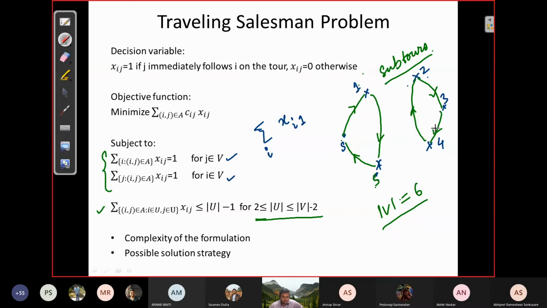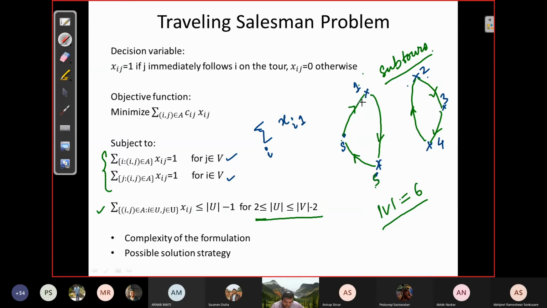But you only want that in case of the final one, that means for the entire V. So if you consider all 6 nodes, then 6 edges, that is fine, right? So for any subset U which is less than 6 nodes, you are putting a constraint: the summation of Xij, that means the number of edges in that subtour, should be less than or equal to U minus 1. That means it should be less than the number of nodes.